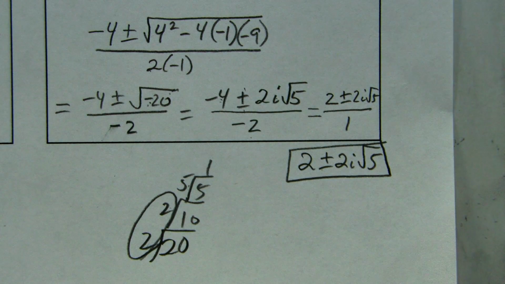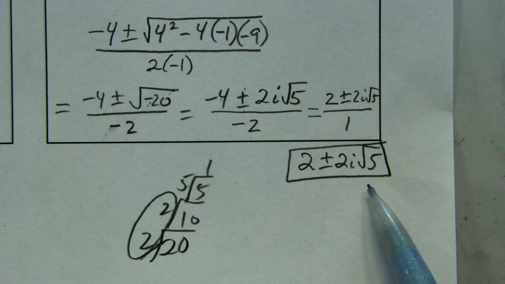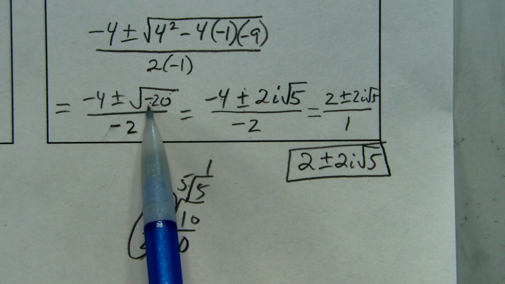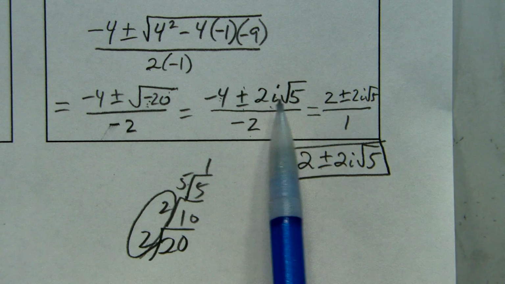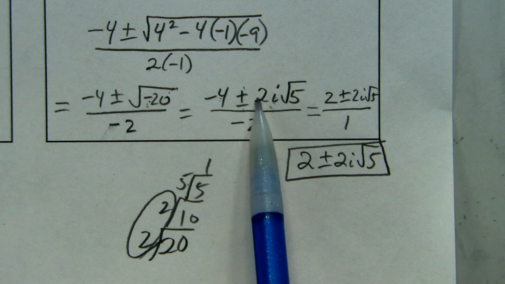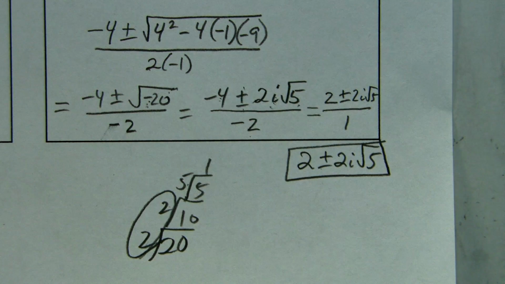So you do the exact same thing that you did on the previous lesson. It's just if you get a negative under the radical, which is only sometimes, you'll have an i in your simplified radical, and they put it between the number and the radical like that.